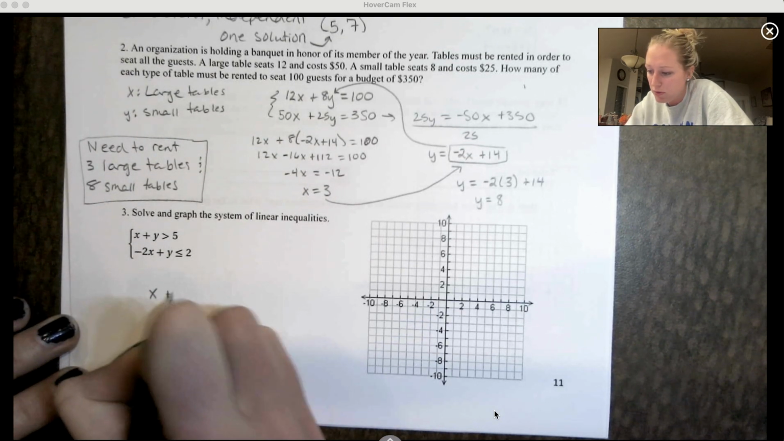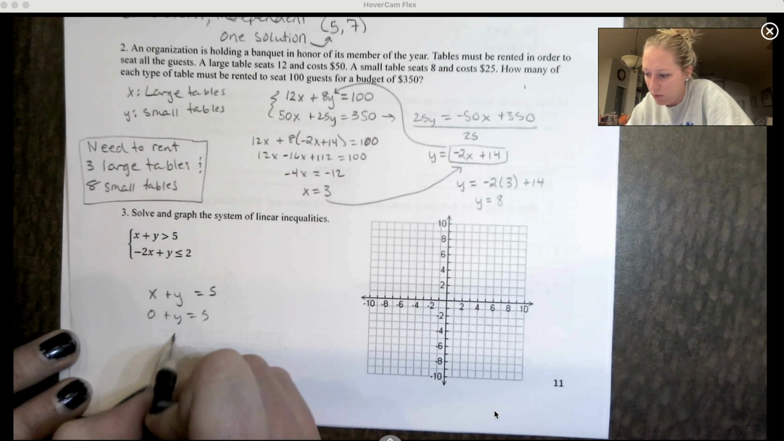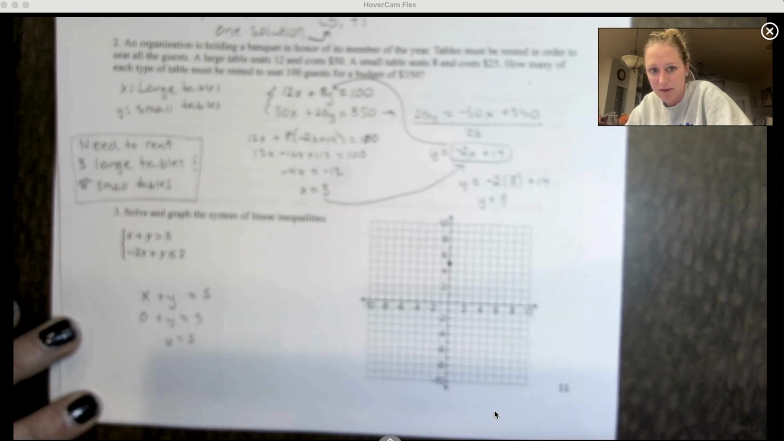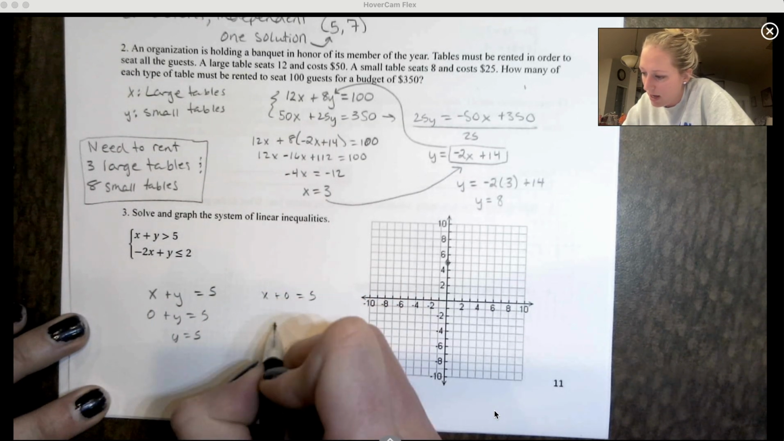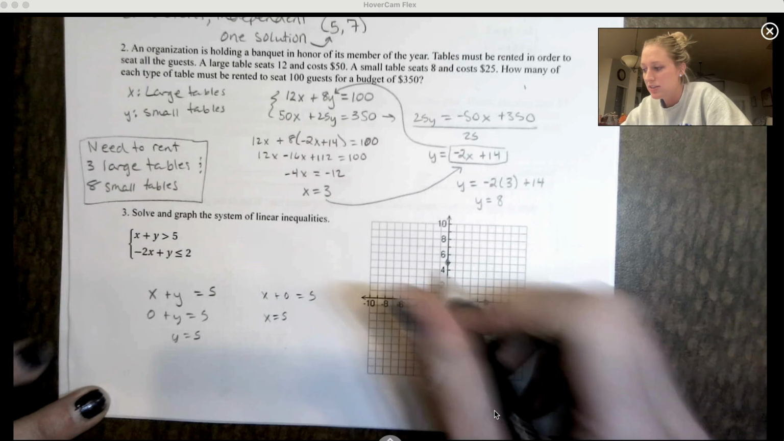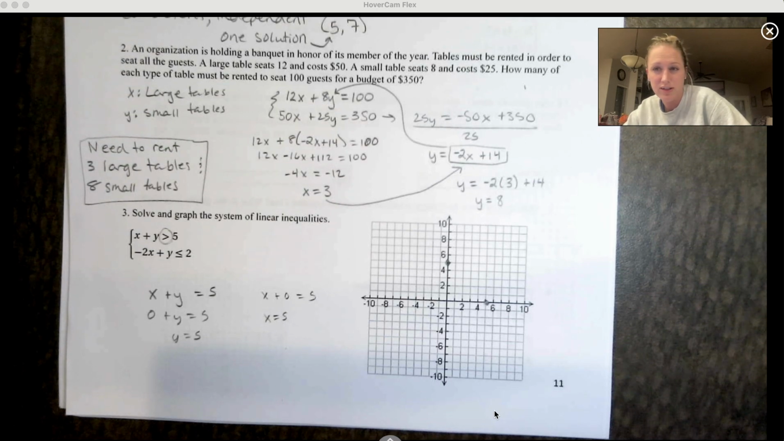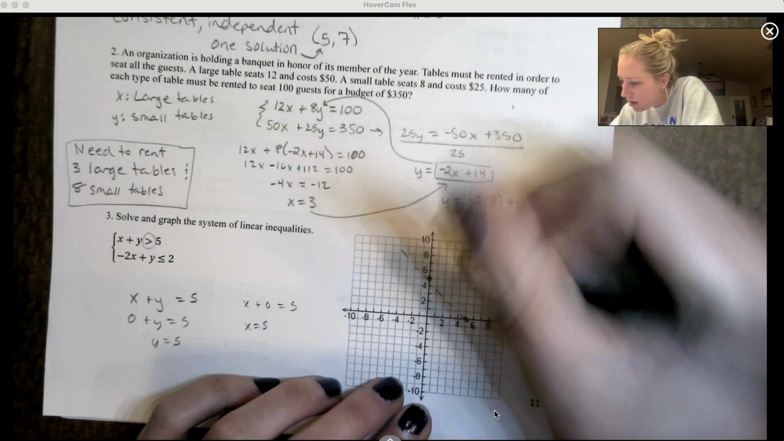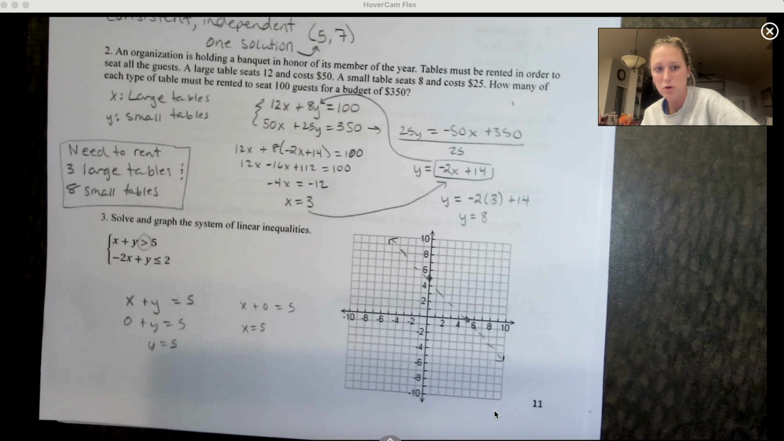So if I were to look at this equation and I plug in 0 for x, I get the y-intercept is 5. So I'm going to put a point on the y-axis at 5. If I do the same thing for x, so plug in 0 for y, I get x equals 5. So I connect those and I get my line. Now, if this symbol is just greater than or less than, remember it's a dashed line. So I'm going to connect these and create a dashed line.